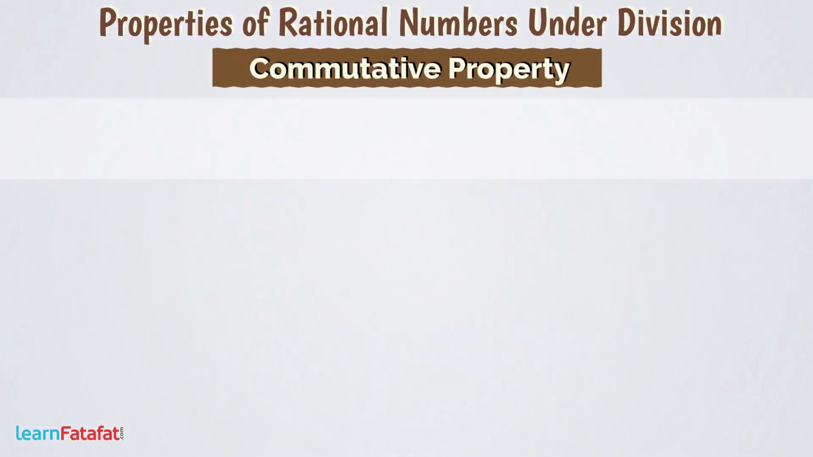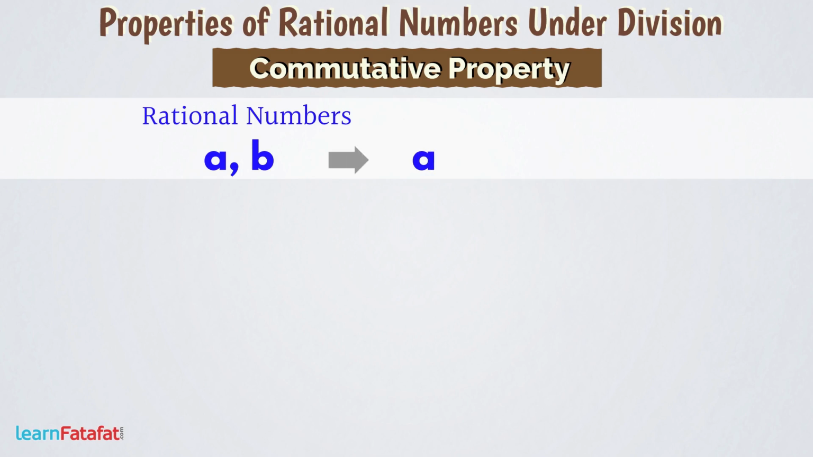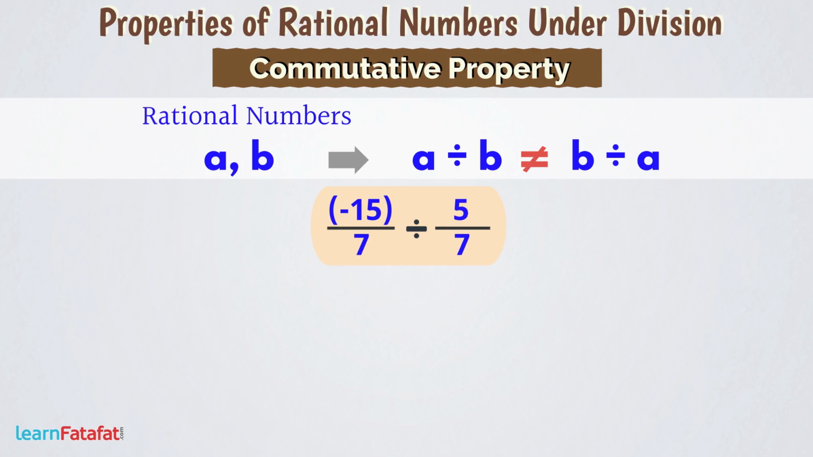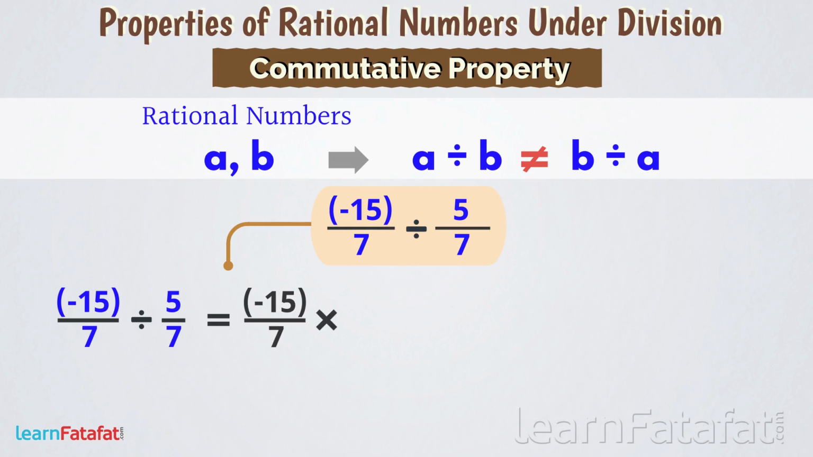Commutative property. Rational numbers a and b cannot be divided in any order. a divided by b is not equal to b divided by a. For example, minus 15 by 7 divided by 5 by 7. We can solve this in given order like this. Minus 15 by 7 divided by 5 by 7 equals minus 15 by 7 into 7 by 5, which equals minus 3.